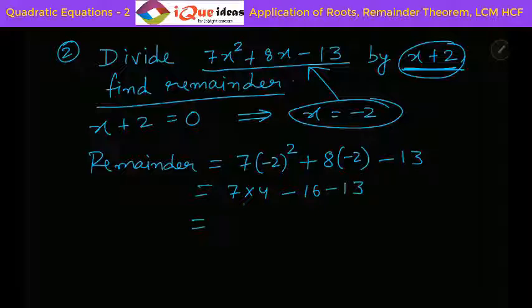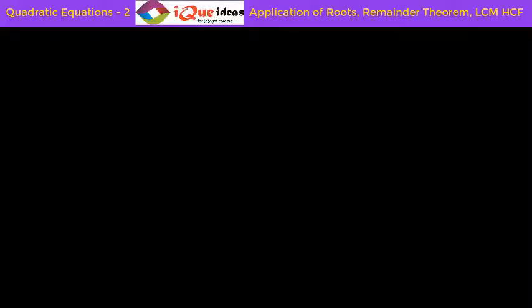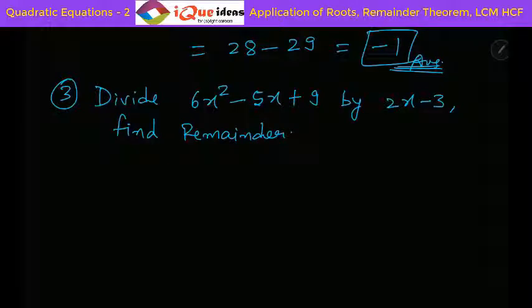So we have 7 fours are, that is 28 minus 16 and 13 is 29. So 28 minus 29, that is equal to minus 1. So the answer of this question is simply minus 1. That means when this expression is divided by x plus 2, the remainder is minus 1.